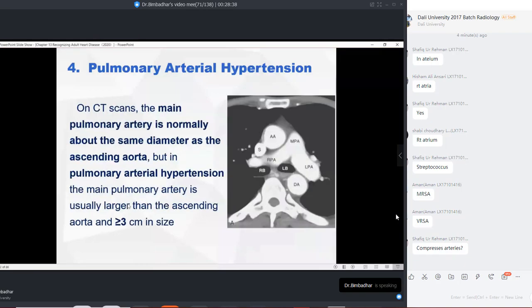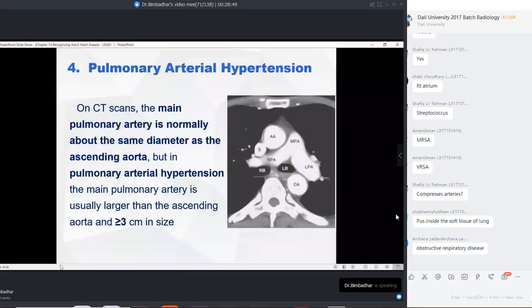What happens in pulmonary arterial hypertension is that there is an increase in the diameter of the pulmonary artery. Remember, first thing, an increase in the diameter of the pulmonary artery greater than 3 centimeters is called pulmonary arterial hypertension. I will talk about the relation of emphysema to this one. Just wait, we'll talk about that slowly.